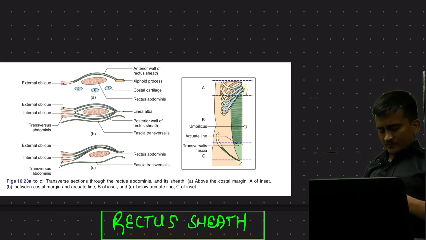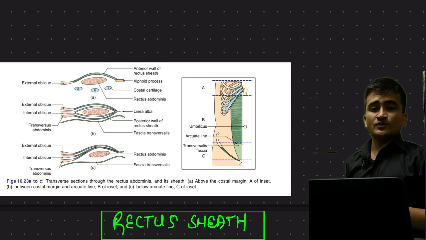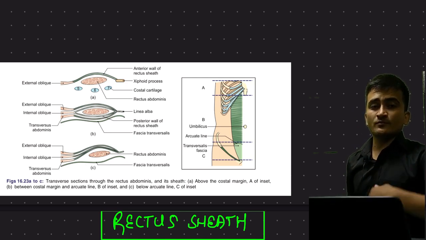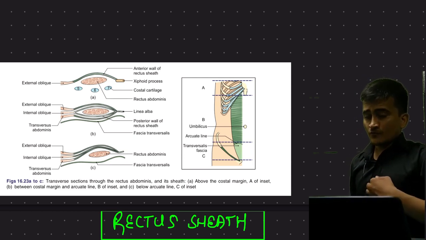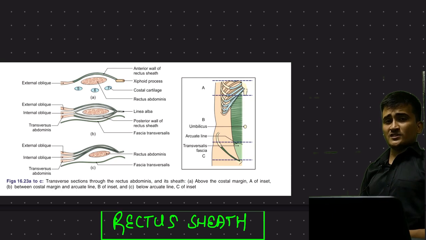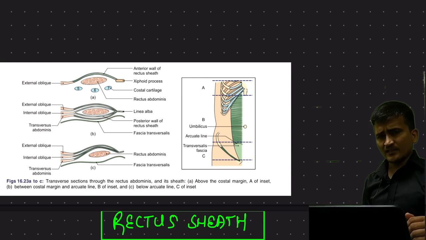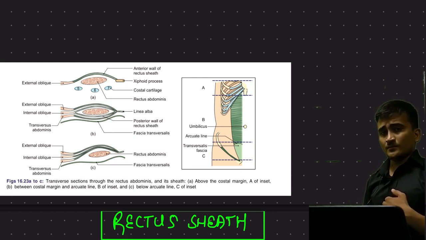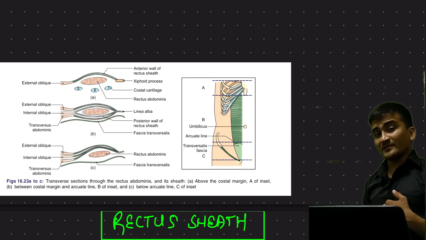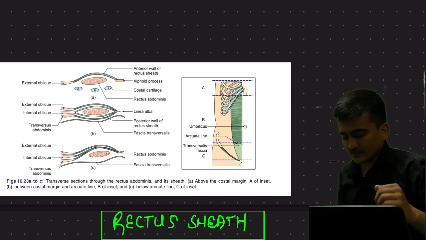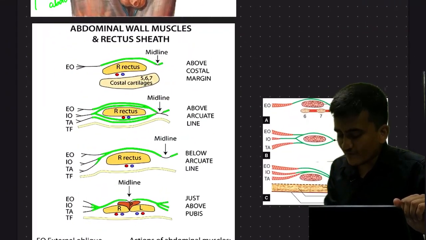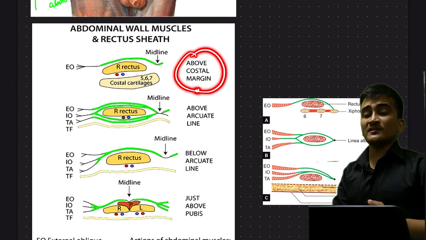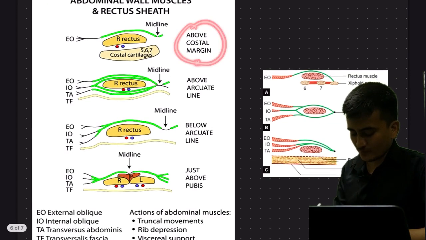The anterior wall of the abdomen, we just said that it will begin from the xiphoid process to the pubic symphysis. So from here to here, there are different places in which the rectus sheath will be contributed by different muscles. They are not similar. There are three positions in which we will talk about the rectus sheath. The first position is above the costal margin. Above the costal margin, how will the rectus sheath be formed?